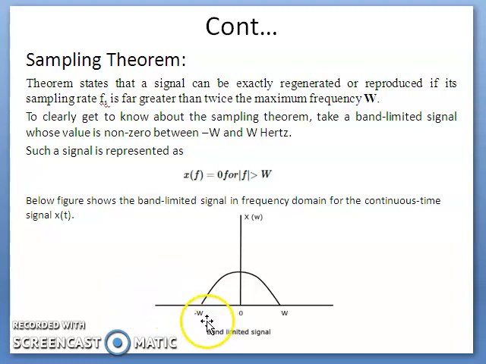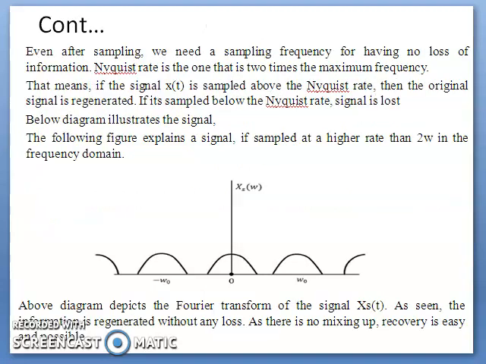This is the signal whose magnitude greater than W is 0. This signal is ultimately the frequency domain signal of the time domain signal x(t) that we have seen previously. Now, even after sampling, we need a sampling frequency for having no loss of information. The Nyquist rate is the one which is 2 times the maximum frequency that we have seen.